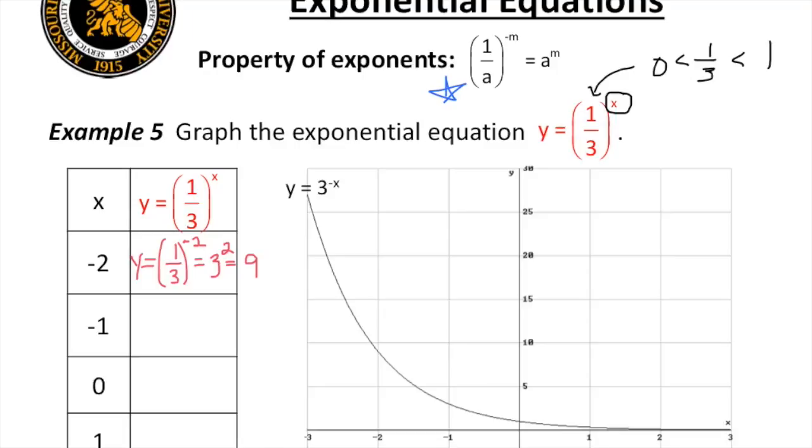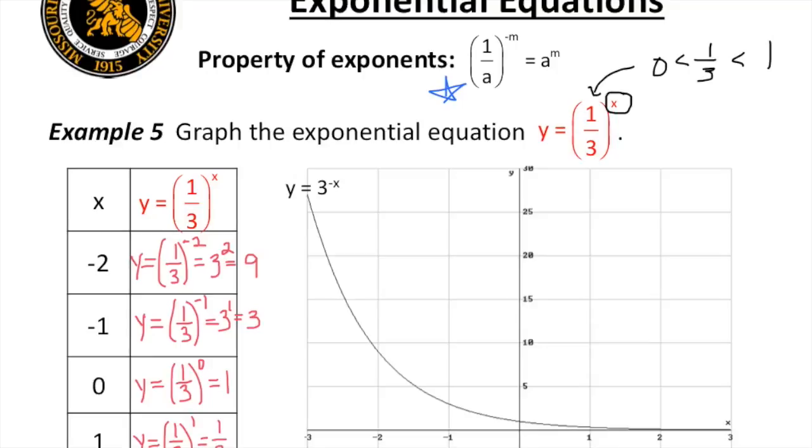When x equals -1, we have y equals 1/3 to the negative 1 power. And according to the property of exponents above, this can be rewritten as 3 to the positive 1 power, which is just 3. When x equals 0, we have y equals 1/3 to the 0 power, which is just 1. And when x equals 1, we have y equals 1/3 to the first power, or just 1/3.